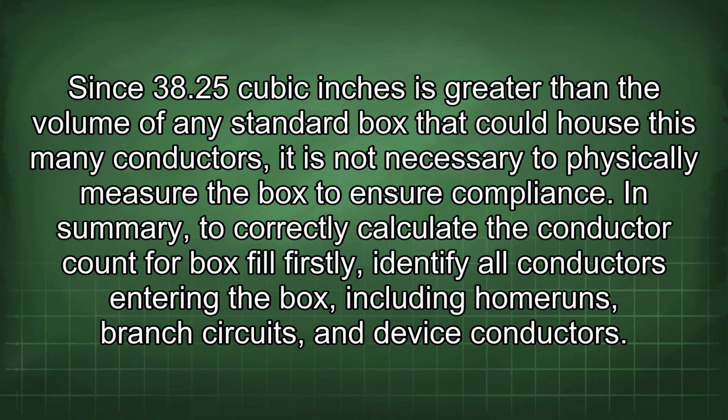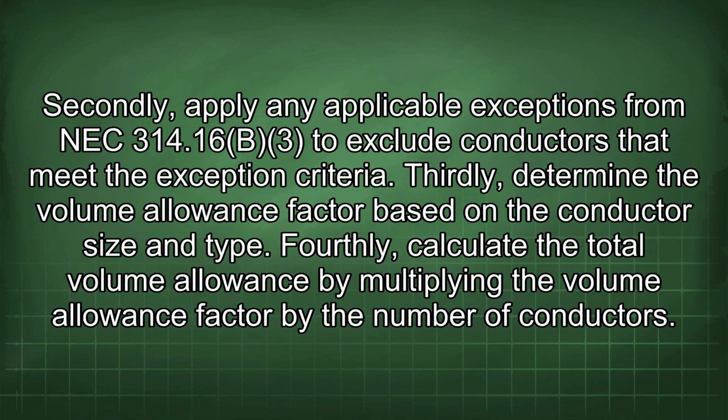In summary, to correctly calculate the conductor count for box fill, firstly, identify all conductors entering the box, including home runs, branch circuits, and device conductors. Secondly, apply any applicable exceptions from NEC 314.16(b)(3) to exclude conductors that meet the exception criteria.